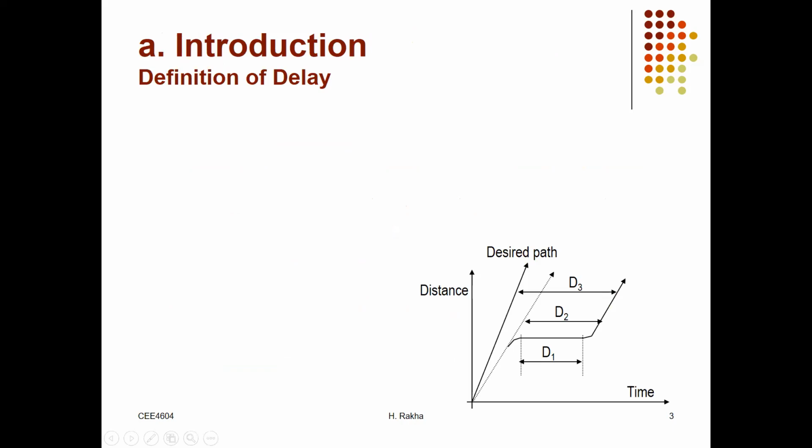So here's an example of a vehicle trajectory. This is time. So let me just get my highlighter here. So the x-axis is time, the y-axis is distance. And this would be the trajectory of a car. So the first line here, the solid line, is the trajectory of the car if it were traveling at free flow speed.